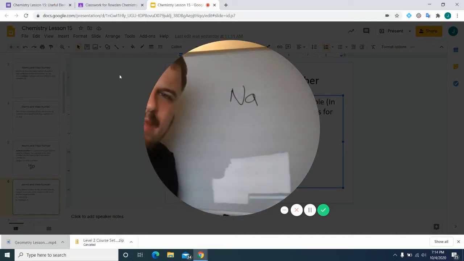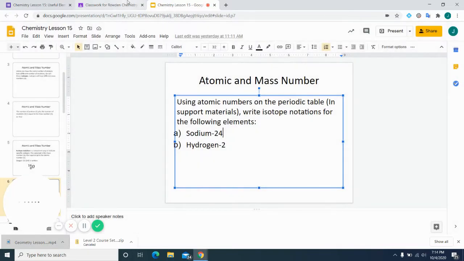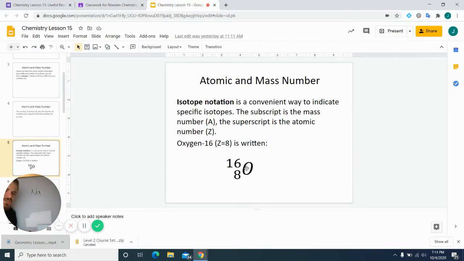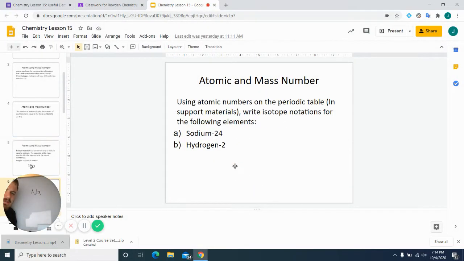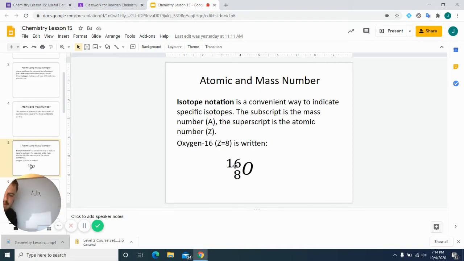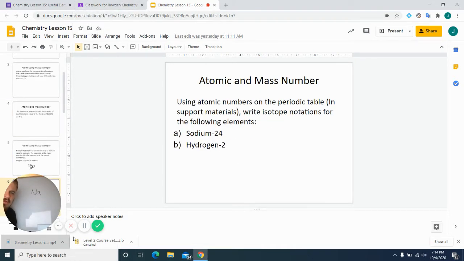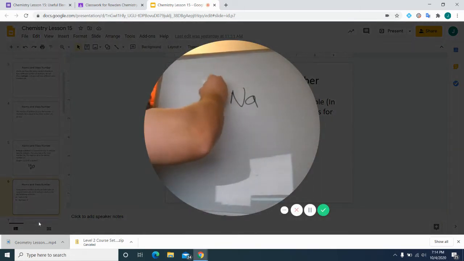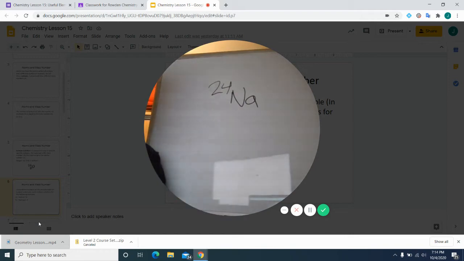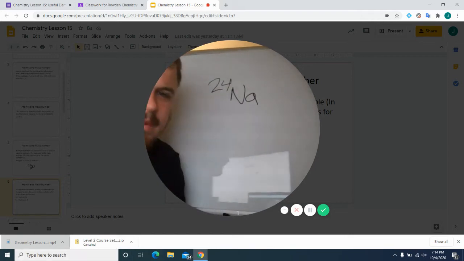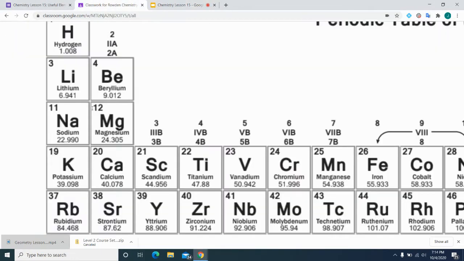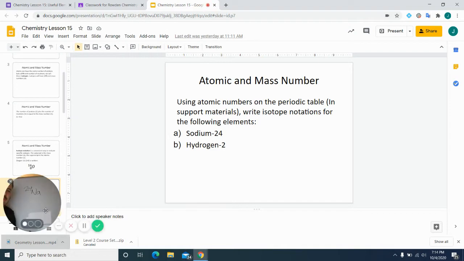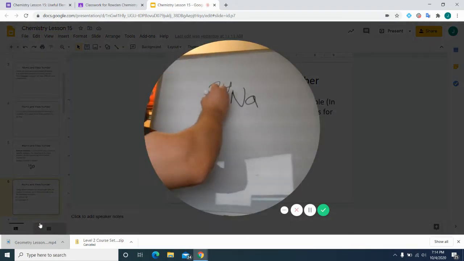All right, and then look at what we did over here, the example it gave us earlier. When it was oxygen, they put the atomic number down here and the mass number up here. So we are doing sodium 24. So we're going to do Na. The 24 goes up here. And then down here is the atomic number. And what is the atomic number of sodium? Let's go ahead and have a look. Periodic table. Sodium was Na, and it's 11. So that just means you put an 11 down here.